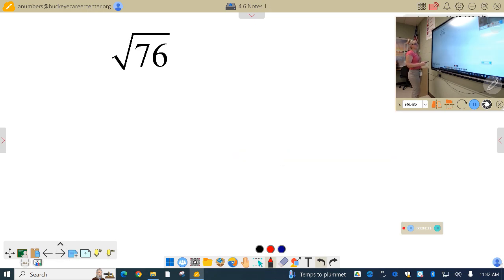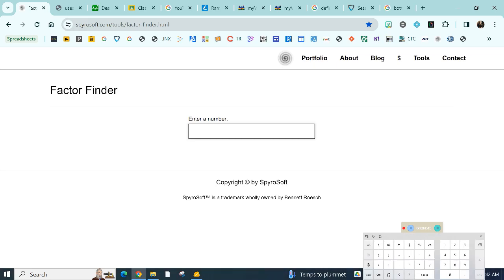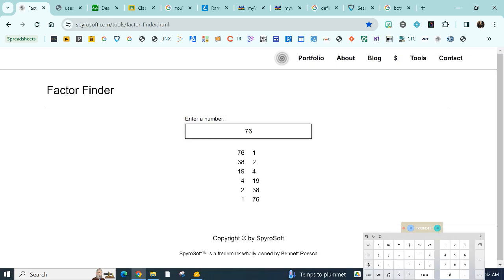Let's do another one, 76. Square root of 76. Oh, no. What times what gives me 76? Well, let's look at Factor Finder and see how we can use that. So here we have Factor Finder. All we have to do is enter the number 76, and it lists them all. What is my highest perfect square inside of that? It's 4. So let's go ahead, 19 times 4.